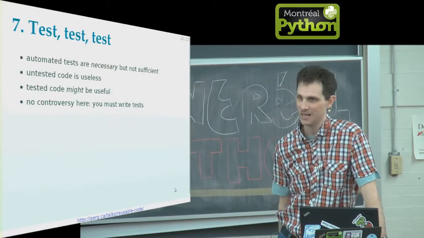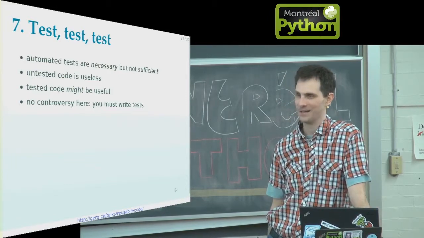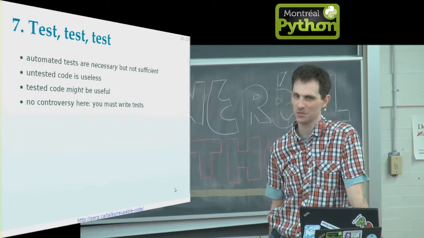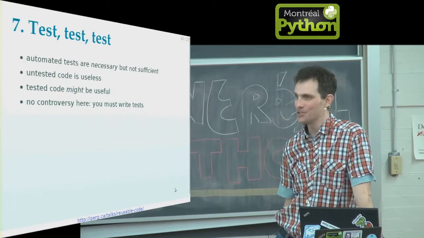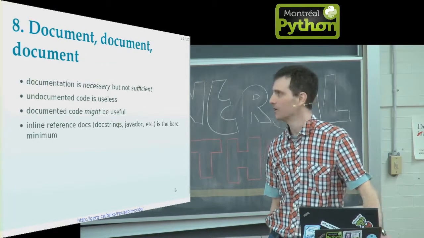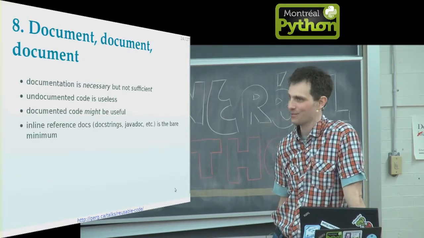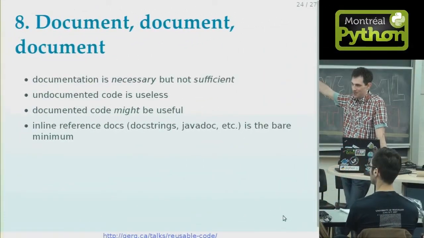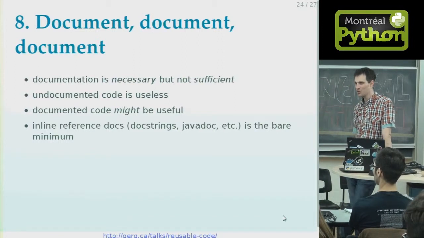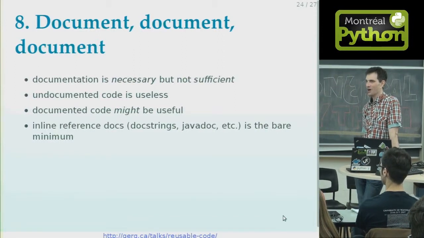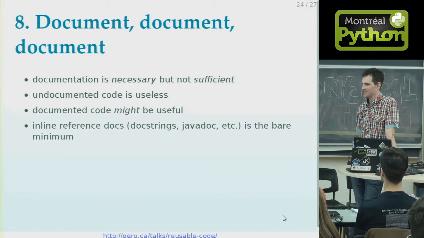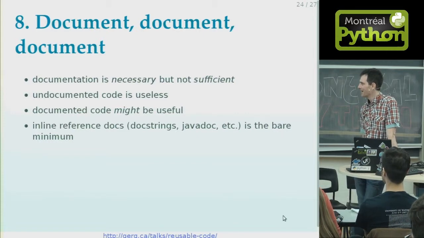Sadly, even that's not enough. Automated tests are a necessary condition for reusable code. They are not a sufficient condition for reusable code. You know, it's another necessary but not sufficient condition? Documentation. Unfortunately, the tools for writing documentation are not as good as the tools for writing tests, probably because programmers dislike writing documentation even more than we dislike writing tests.